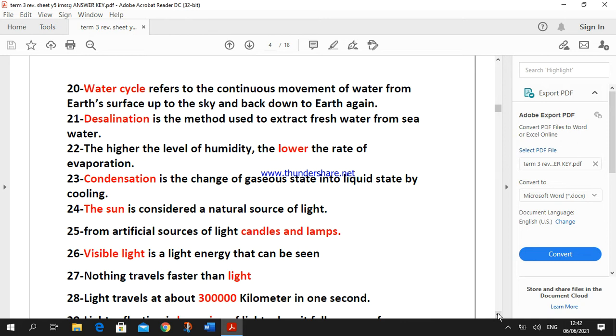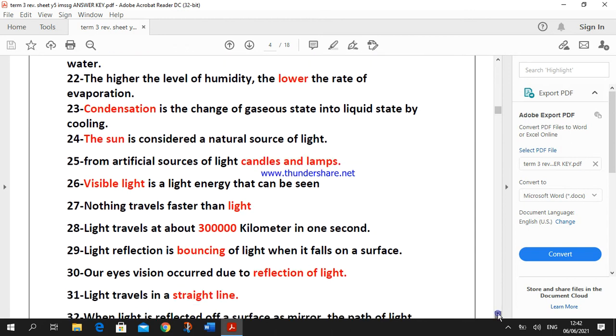27, nothing travels faster than light, okay? Light is the fastest thing that travels in space. Light travels at about 300,000 kilometers in 1 second, okay? This is known as the speed of light.